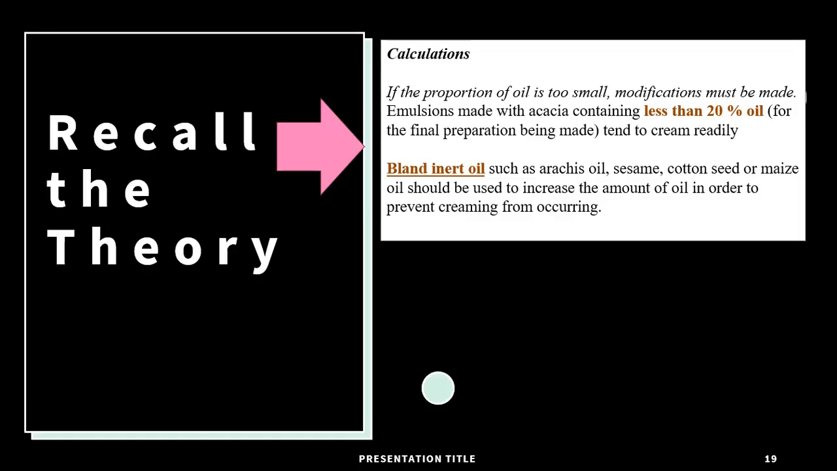The oil must not be below 20% of the product volume. If it does, the emulsion will be unstable. To meet the 20% requirement, you can use a blend oil, for example, arachis oil, sesame, cottonseed, and maize oil, to maintain the stability of the formulation.